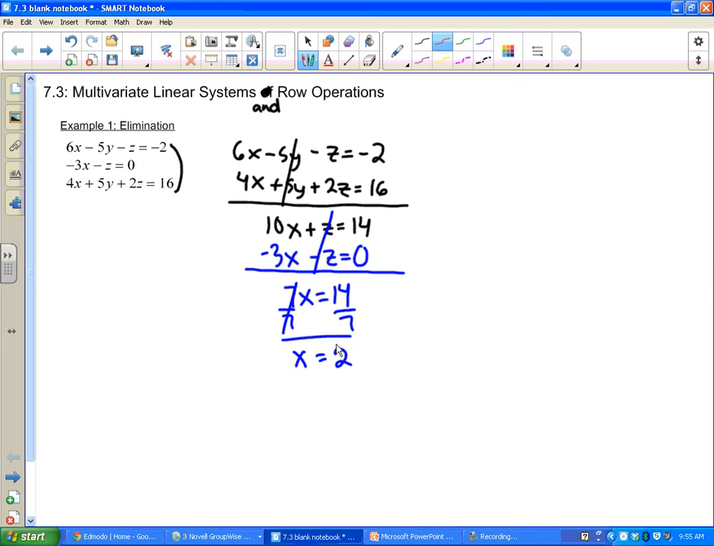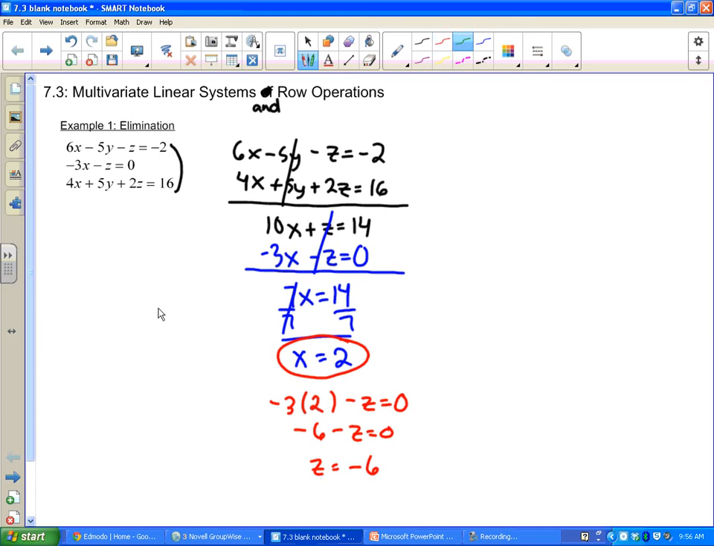So what we do is we take this answer and we plug it into any equation that we've had that has only 2 variables in it. So I could do the negative 3x minus z equals 0, but I put a 2 where x is. And that gives me negative 6 minus z equals 0. I can add z over to the right side, and I get z equals negative 6. Okay, so now I know 2 letters. I would need to know what y is.